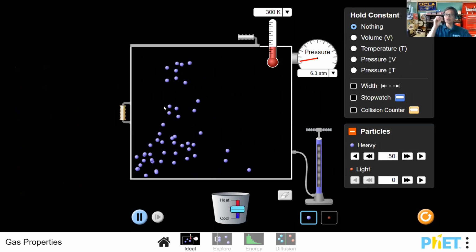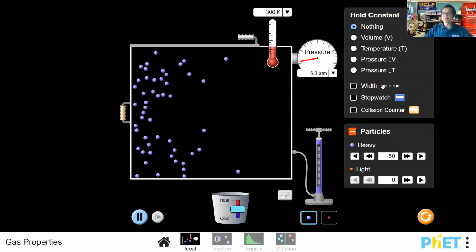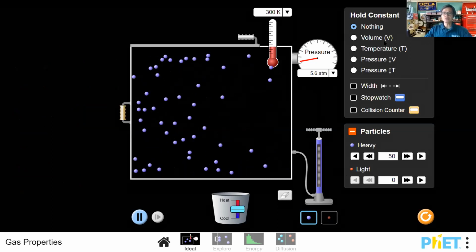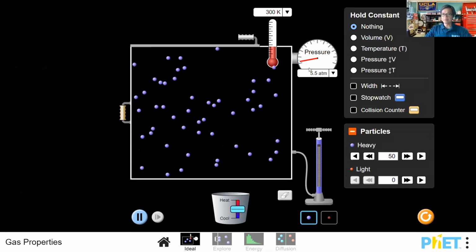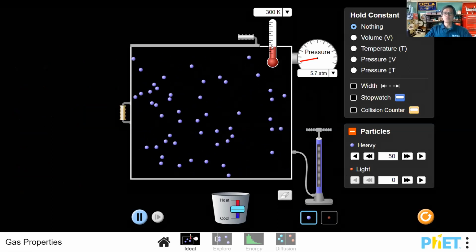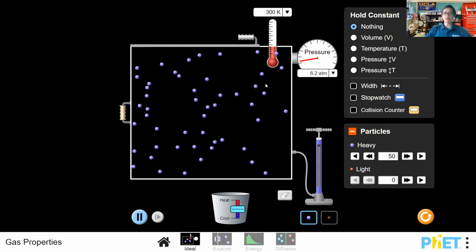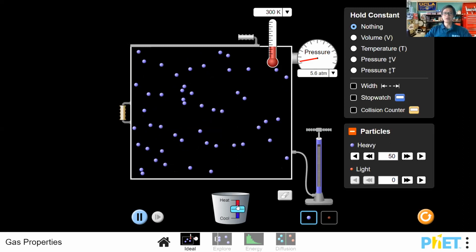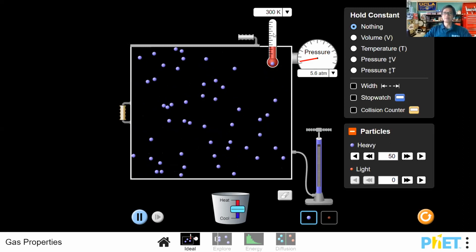We want to make sure that the volume is held constant. So we're not going to add any more particles, and the volume doesn't change, so that the volume is not the factor that affects the pressure. What we're going to do, though, is change the temperature. Let's take a look at what happens with the temperature as we add in more heat. As we add in more heat, we expect the thermometer to go up.